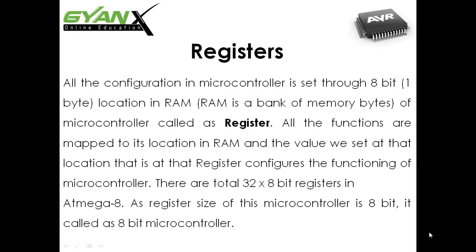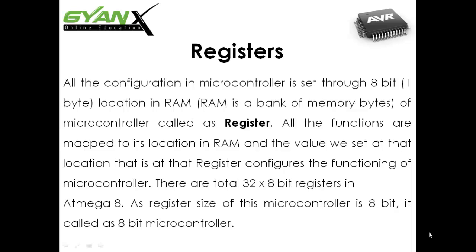The program memory is in-system reprogrammable flash memory. The fast access register file contains 32 8-bit general-purpose working registers with a single clock cycle access time. All the configurations in the microcontroller are set through 8-bit, 1 byte locations in RAM, and this bank of memory bytes of the microcontroller is called a register. All the functions are mapped to their locations in RAM, and the value we set at that location, that is, at that register, configures the functioning of the microcontroller.